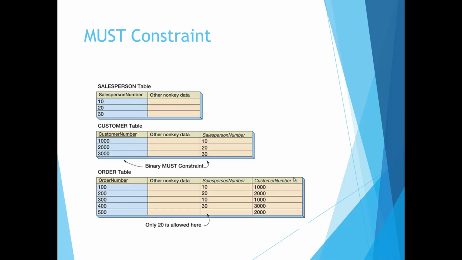An example of the must constraint: a salesperson number 20 is assigned to customer number 2000. So when creating an order table, which is now a third entity, and that's why we have ternary, the only number allowed to be listed in the order table is in this area where we are missing here, is number 20. So only 20 is allowed here. Only 20 will be added here. Why? Because we have customer 2000, and those constraints we got from the other tables here.